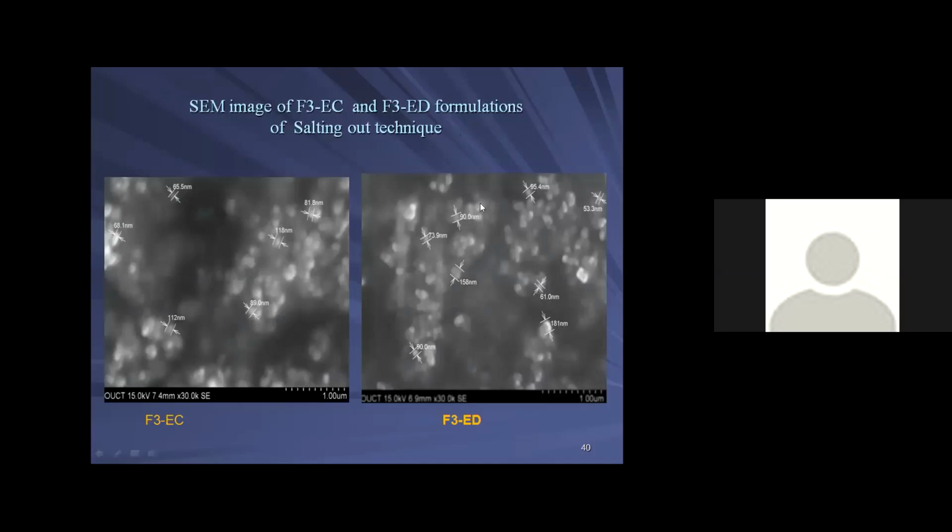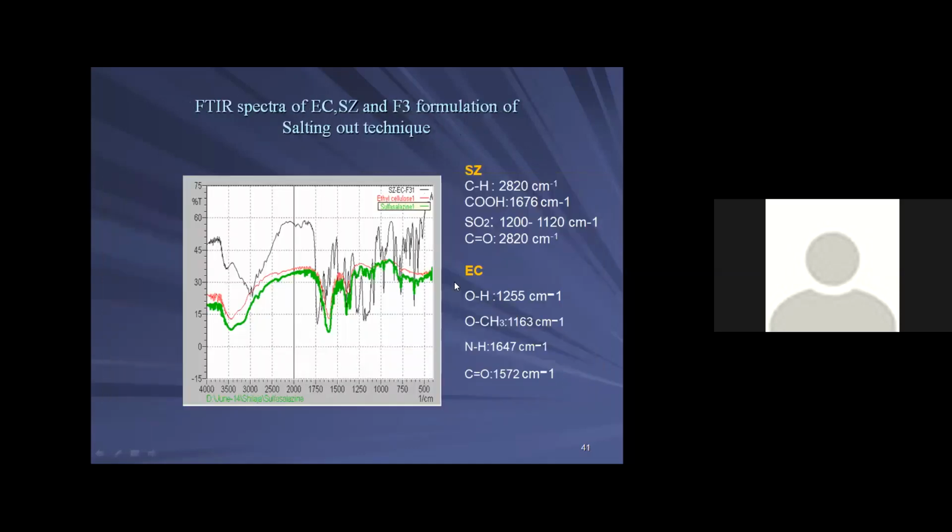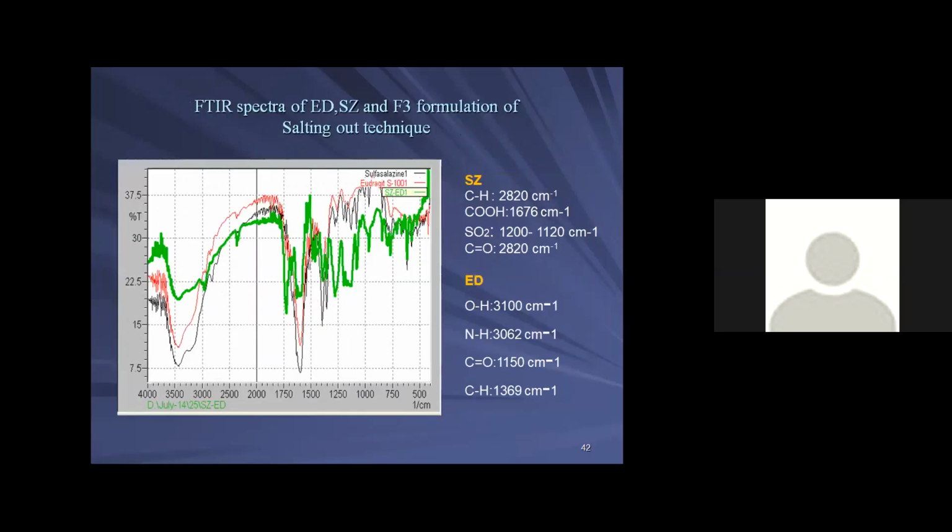These are some images of the F3 formulation. In the salting out technique also we have taken 2 polymers, EC and Eudragit. These are some images of EC as well as Eudragit. If you see, the particles are spherical in shape and in the nano range. This is the FTIR spectrum of EC sulfasalazine F3 formulation. No additional peaks were observed, so there is no drug polymer incompatibility. This is the F3 formulation of Eudragit. We didn't find any additional peaks, and there is no incompatibility between drug and polymer.